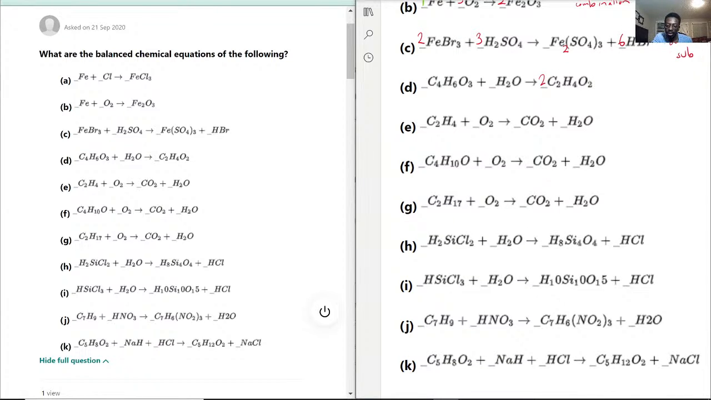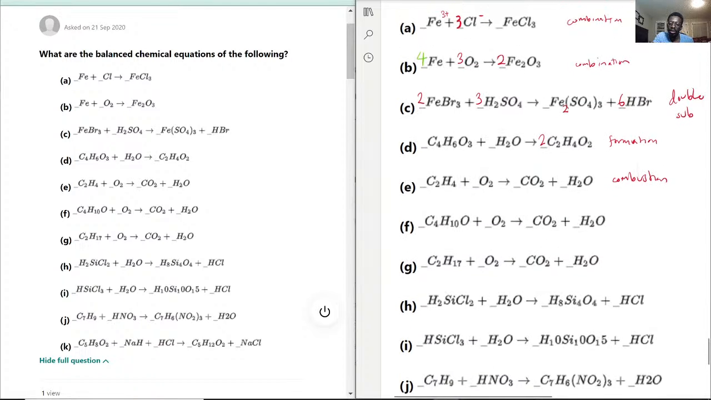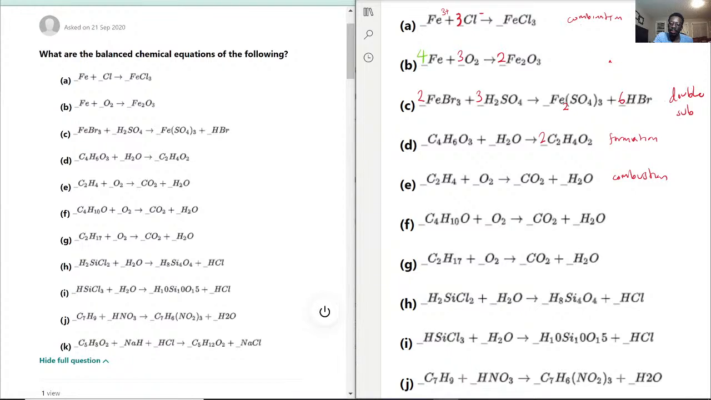C2H4 plus O2 equals CO2 plus H2O. So this one's actually a combustion, and this one again is a formation. That's the same thing as combination, really. But to keep consistent, I'm going to name all of them formation.